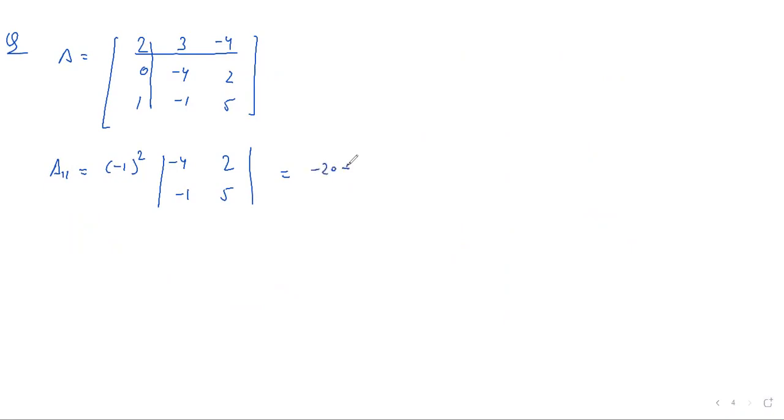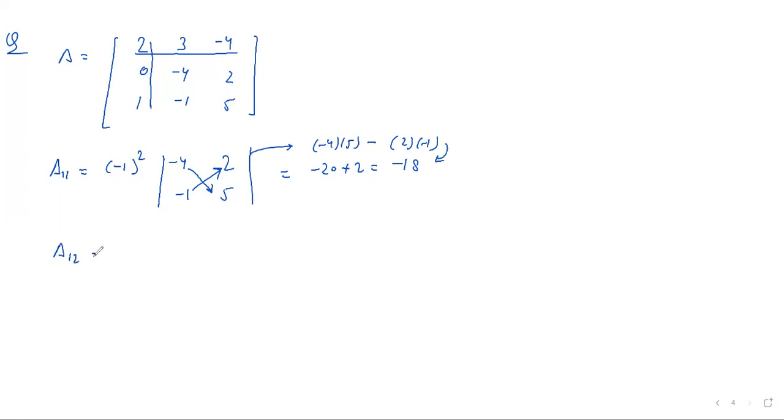That is equal to minus 20 plus 2, which equals minus 18. This would be this minus this: minus 4 into 5 minus 2 into minus 1. That would be equal to this.